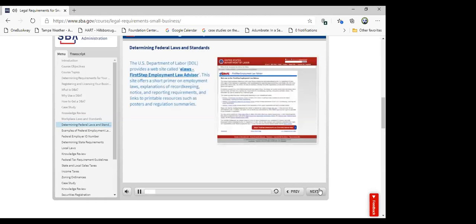The first thing you need to do is determine what federal employment laws will apply to your business. The U.S. Department of Labor, DOL, provides a website called eLaws, First Step Employment Law Advisor. This site offers a short primer on employment laws, explanations of record keeping, notice, and reporting requirements, and links to printable resources such as posters and regulation summaries. So it's going to be so important that you look at the federal labor laws related to employees in your business, in addition to state and local.